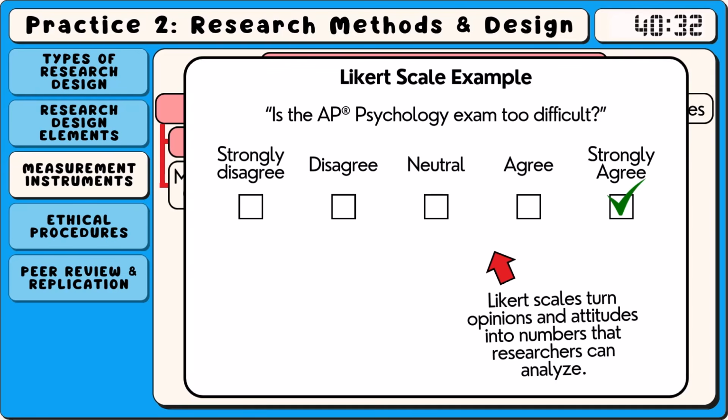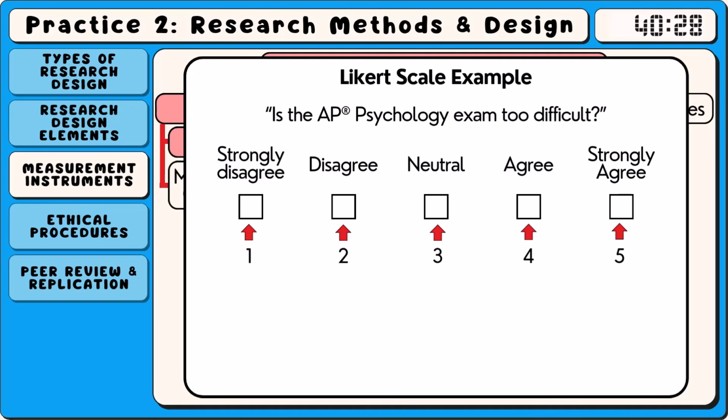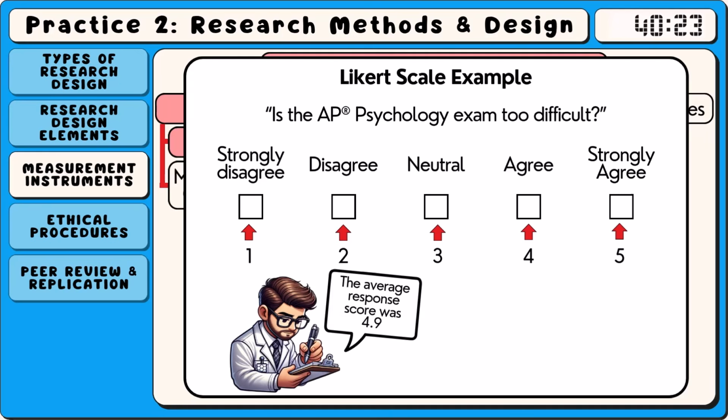Likert scales turn opinions and attitudes into numbers that researchers can analyze. For example, researchers might assign each response a score from 1 to 5. They can then analyze the results numerically, such as by calculating the average response across everyone they surveyed.